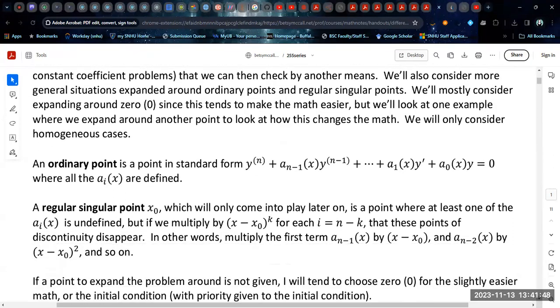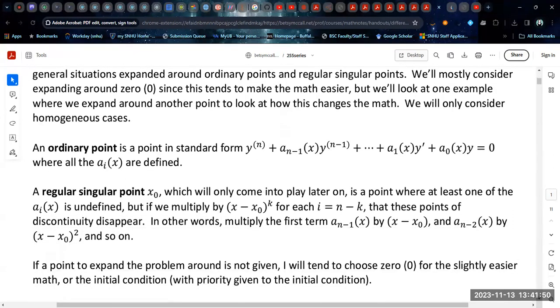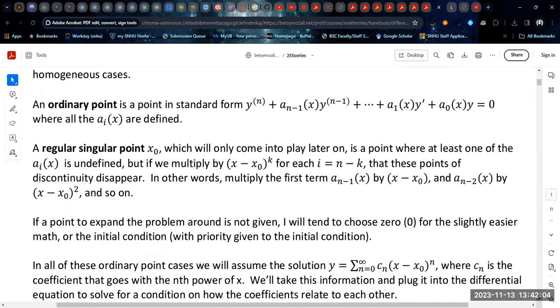Now, our first example is going to involve a simpler case where we can sort of confirm our results, but we're also then going to go on and do some examples that can only be done this way. So let's first define some terms.